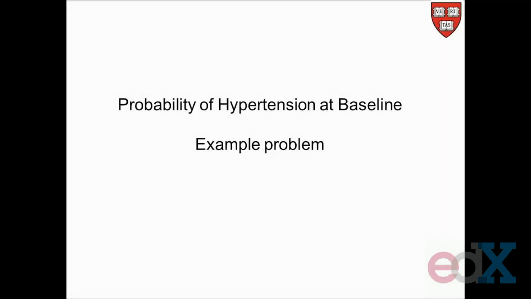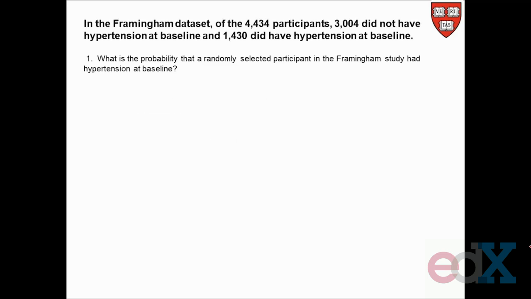In this module, we're going to examine the probability of hypertension at baseline in the Framingham cohort as an example probability problem. So in the Framingham data set, there's 4,434 participants. Among those, 3,004 did not have hypertension at baseline. 1,430 did have hypertension at baseline. And we want to calculate the probability that a randomly selected participant in the study had hypertension at baseline.